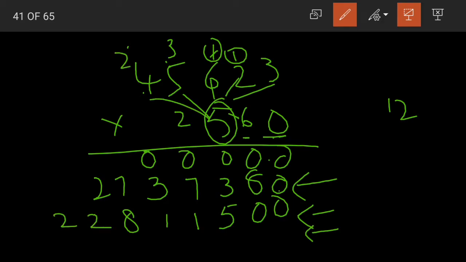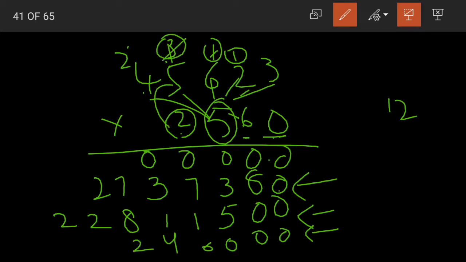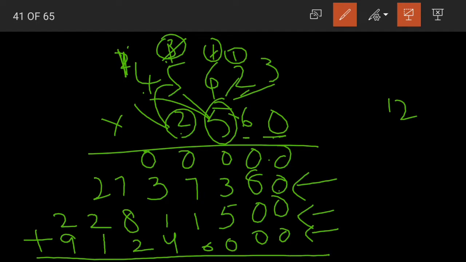Now coming to the last digit, that is 2. After 2 we are having 3 digits, so 3 zeros. 2 3s are 6, 2 2s are 4, 2 6s are 12. 1 carried. 2 5s are 10 plus 1 11. 2 4s are 8 plus 1 9. Yes, now we need to add all of these partial products.